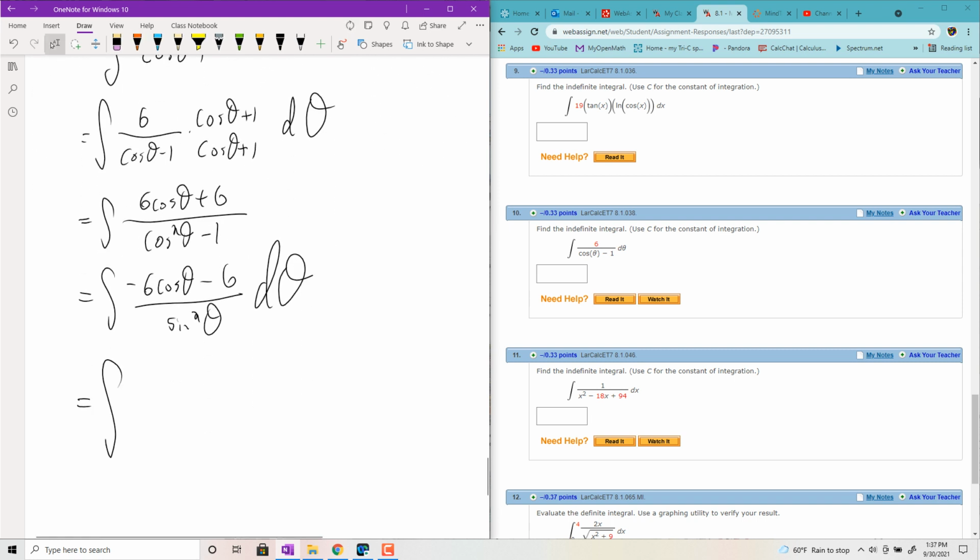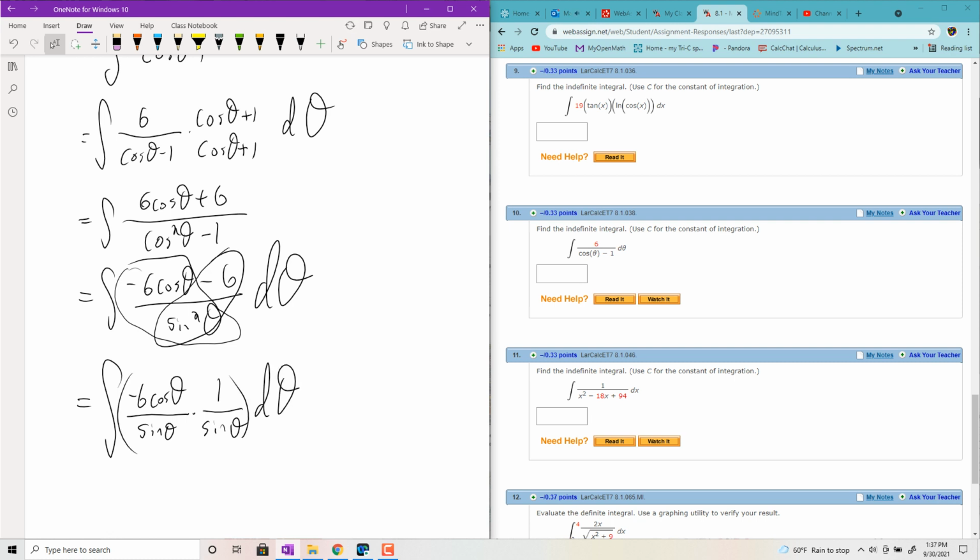Then you could bifurcate it or butterfly it or whatever you want to call it. Look at these two integrals. So you get negative 6 cosine theta over sine squared theta, which is negative 6 times cosine theta over sine theta times 1 over sine theta. So I think that's going to pay off for me. d theta, and then minus the integral of 6 over sine squared theta, d theta.